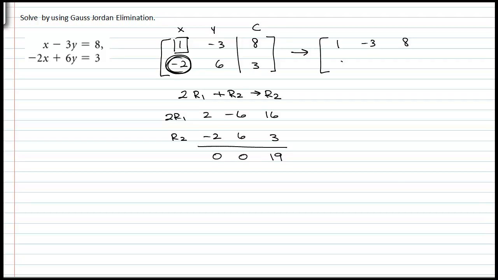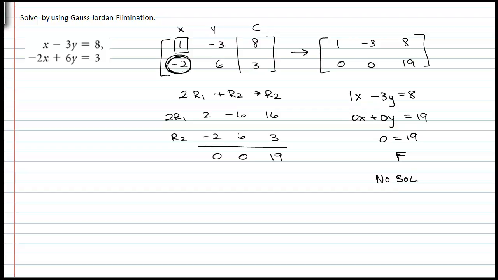And the way that we interpret this is we have 1x minus 3y is equal to 8. 0x plus 0y is equal to 19. Does 0 equal 19? That's false. That means it has no solution. That means it is an inconsistent system, but it is still independent.